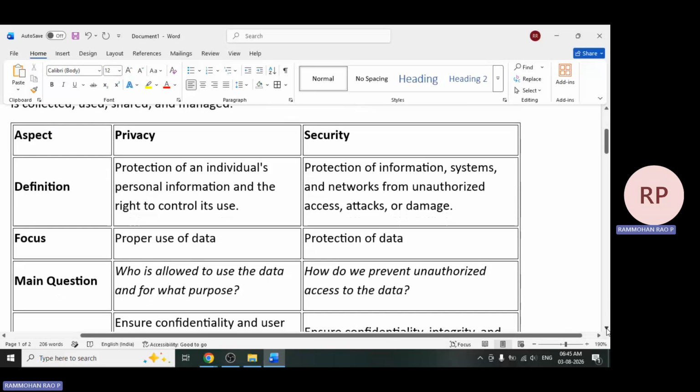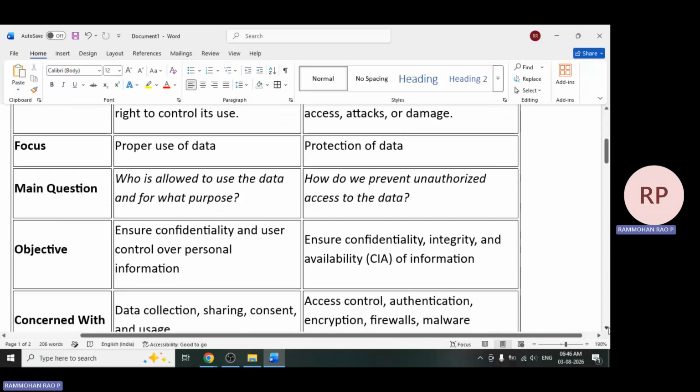And security means how do we prevent unauthorized access to the data? If my banking data is there, how my data is prevented from hacking, that is the headache of the bank. But if my data is being shared by the bank with some third party, then the bank should talk to me. They should take my consent and then only it should be shared. Or even if they are sharing it without my consent, they should take the responsibility of my privacy.